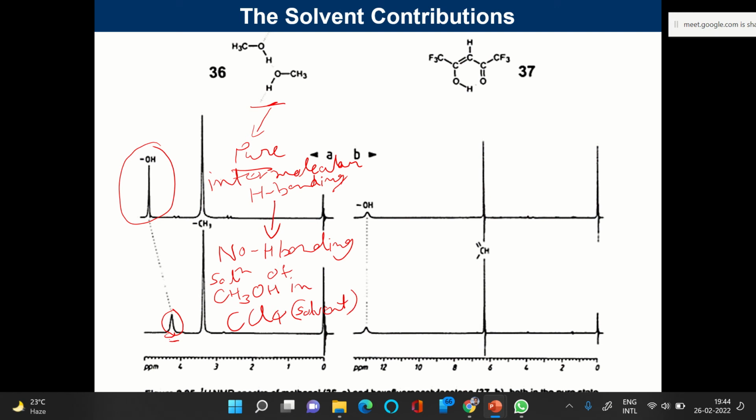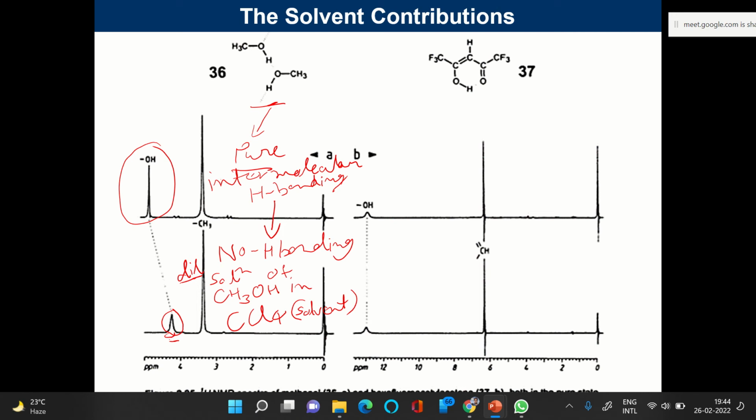This solution is a dilute one, so each of the methanol molecules is well separated, and you cannot expect any hydrogen bonding to occur, and in such a situation this is what you observe.